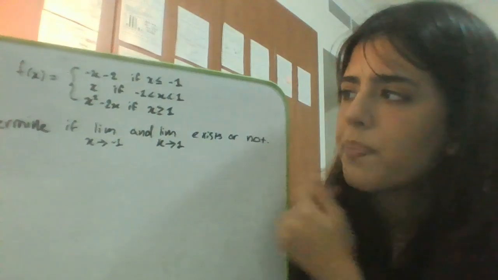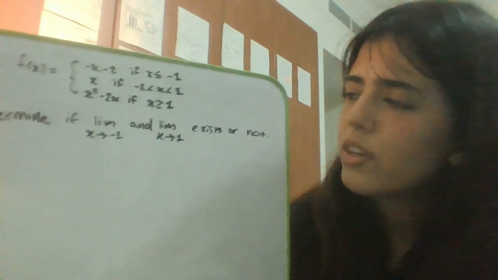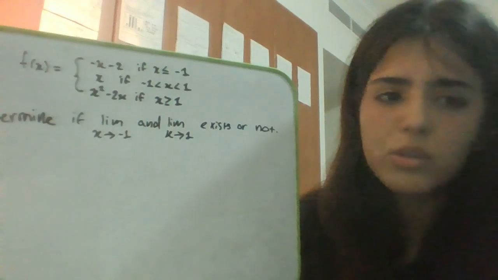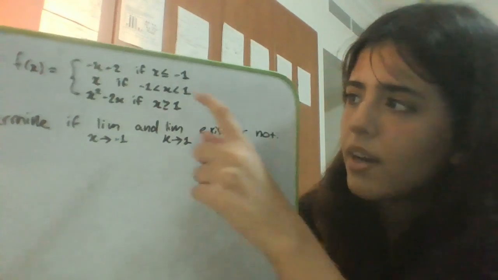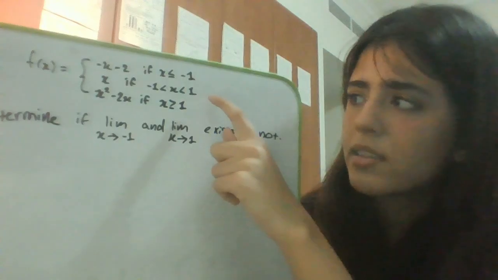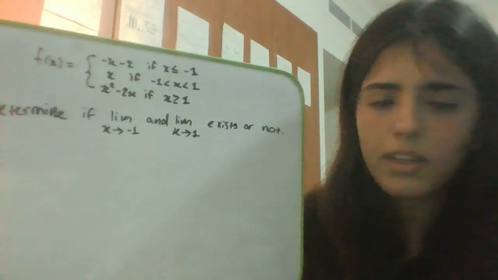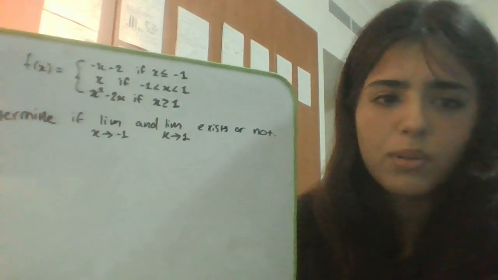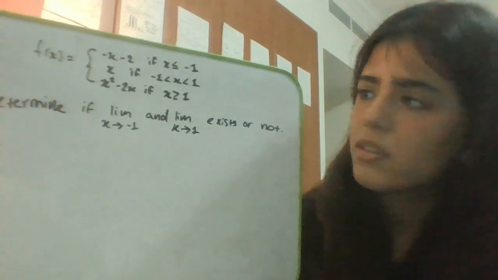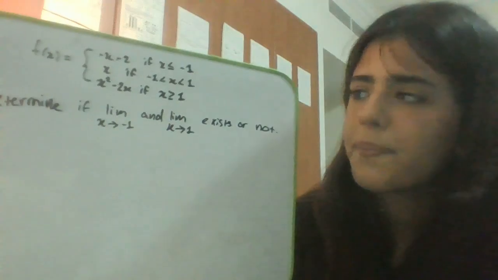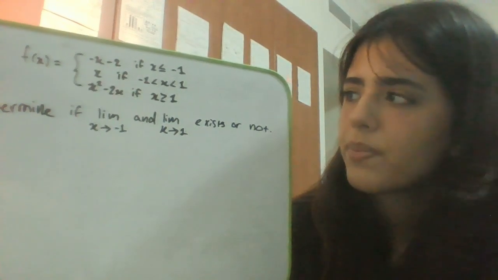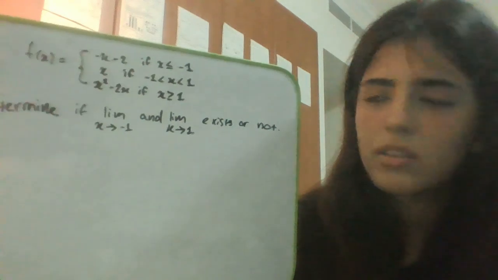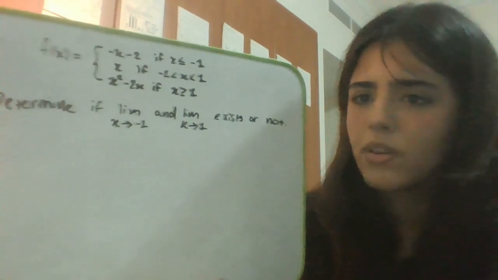Here x is greater than -1 but less than 1. So here it's approaching two values. X less than 1, x is going to approach 1 from the negative side, and x greater than -1, x is going to approach -1 from the positive side. And our third one, x greater than or equal to 1. So this just means x approaching 1 from the positive side. So I'm going to write those on the board.